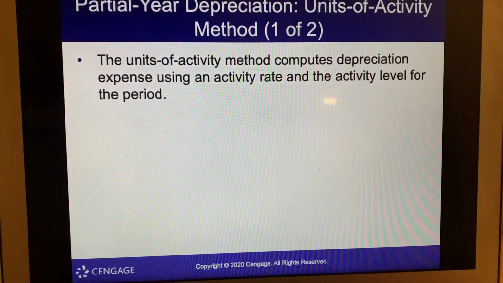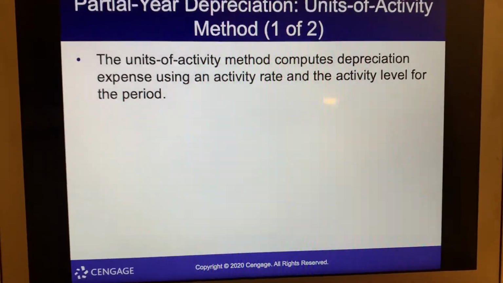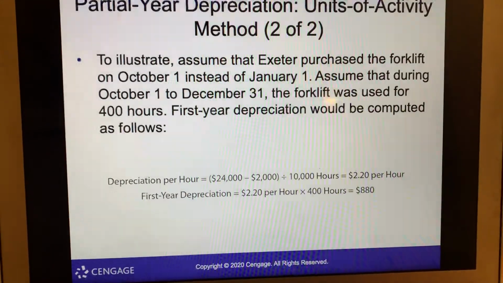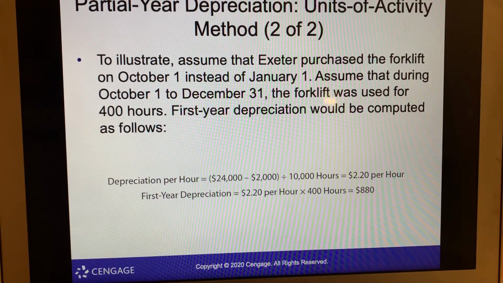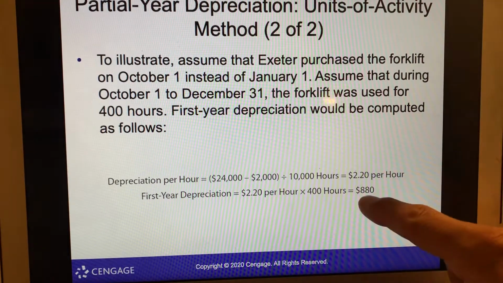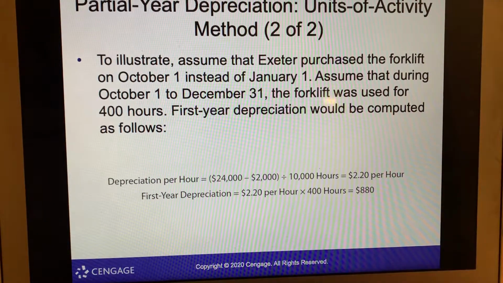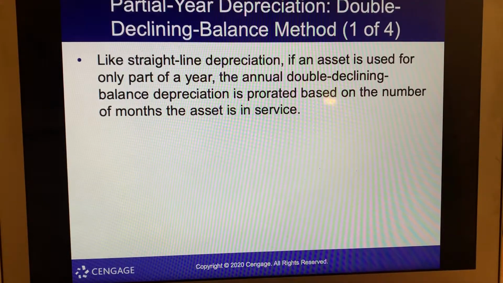Units of activity method computes depreciation expense using an activity rate and the activity level for the period. So here's the example. So 10,000 hours, we divide 24,000 minus 2,000 divided by 10,000 hours, we get $2.20 per hour. So first year, $2.20 times 400 hours, our depreciation would be $880.